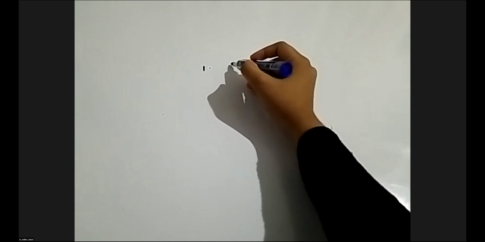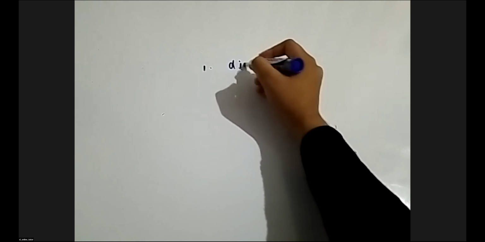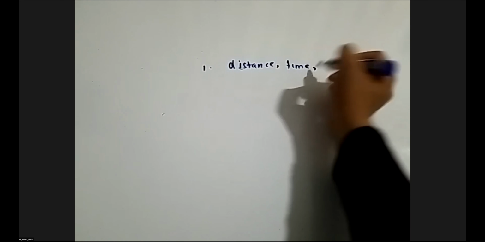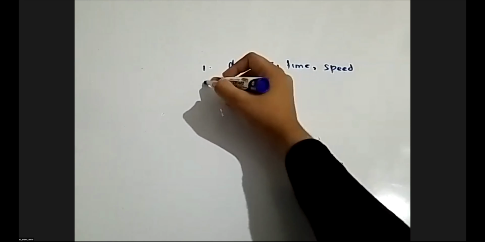All right. Now, in this lesson, we have certain things that we have to discuss. Let me show you a small sketch here. First thing we'll be discussing is distance. Let me write it. Distance, time, speed. Questions related to distance, time, and speed.